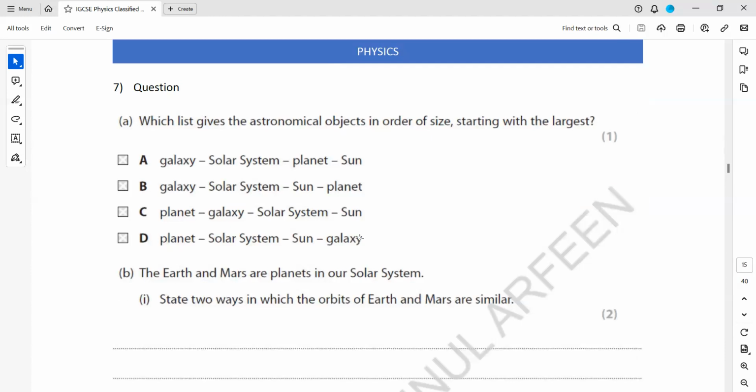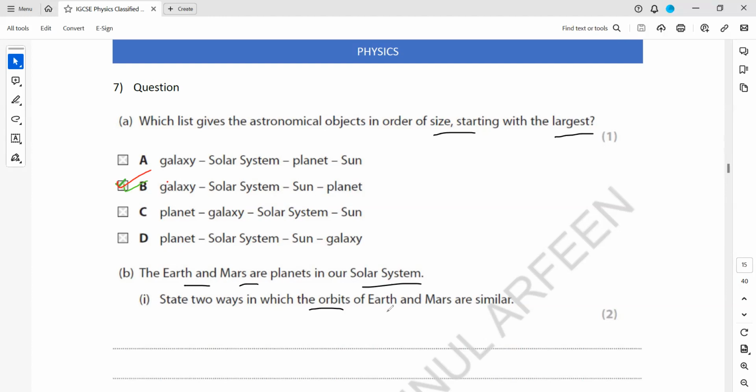Which list gives the astronomical objects in order starting with the largest? You can use screen annotation. Which object is largest in size and which is the smallest? So: galaxy, solar system, Sun, and planet.